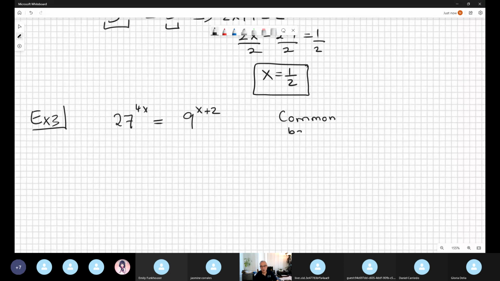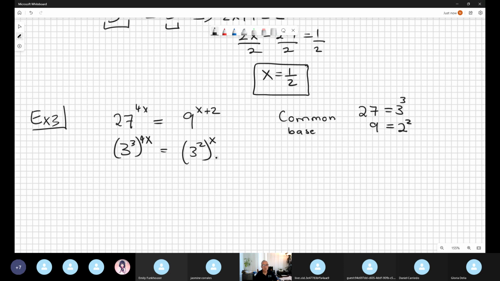3. It's obvious. It's 3 because 27 is 3 to the third power, and 9 is 3 to the second power. And you replace. No 27 anymore. This is 3 raised to the 3, raised to the 4x. You replace 27 with 3 to the third power, and 9 is 3 to the second power, raised to the x plus 2.